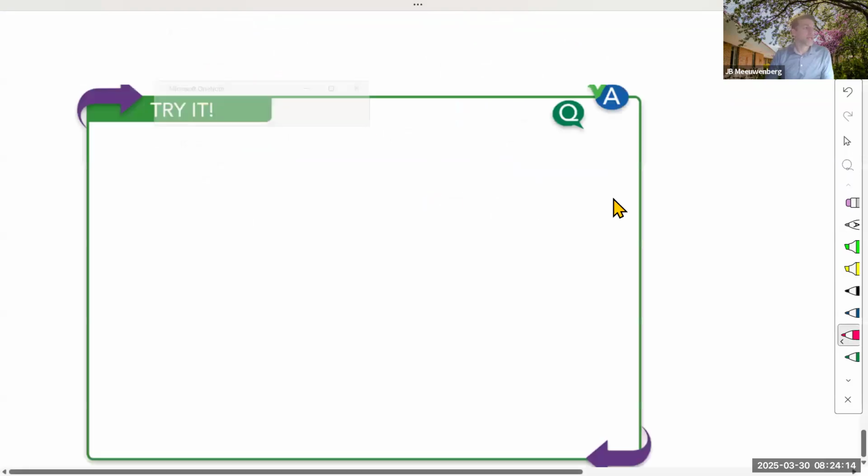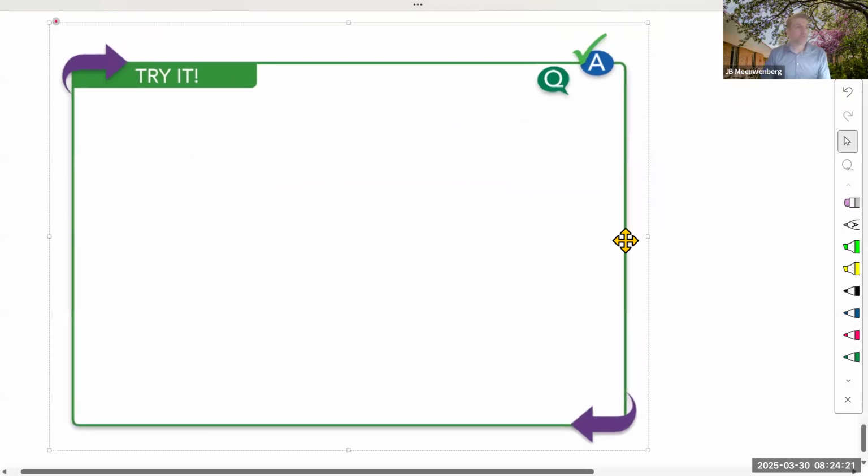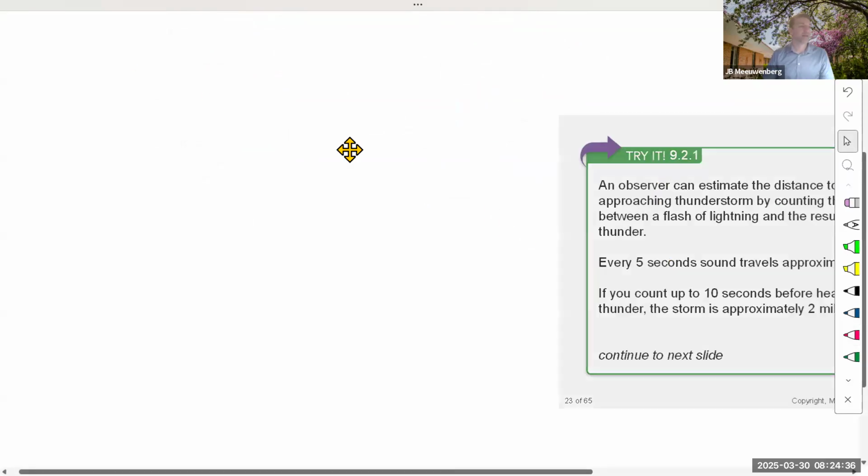So let's look at another real world example, and it involves lightning. You've probably heard about how you can calculate how far away lightning is based on how many seconds it's been since you heard the lightning. Well, let's examine that momentarily.